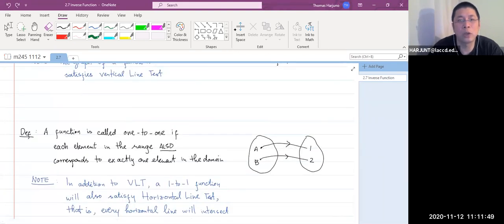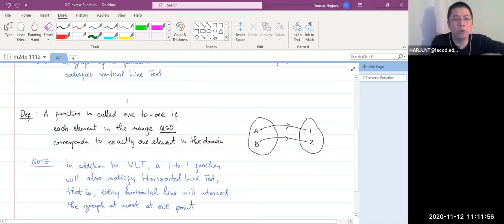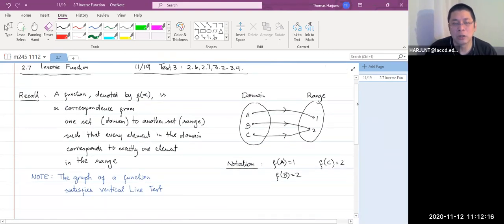A function is called one-to-one function if each element in the range also corresponds to exactly one element in the domain. So in other words, every element in the range comes from only one element in the domain. You see that in the earlier mapping, this relation is a function, but it is not one-to-one. Why? Because there's an element in the range, element 2, that actually comes from two elements in the domain. So this is not one-to-one, even though it is a function.